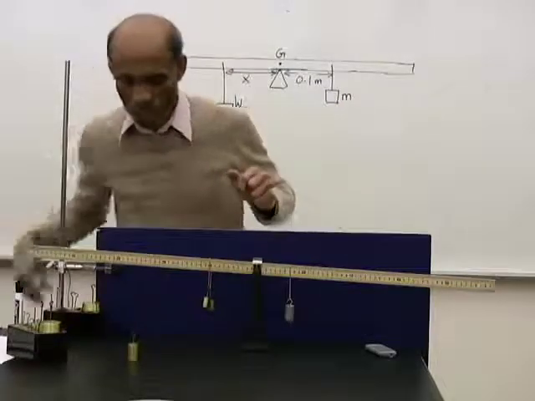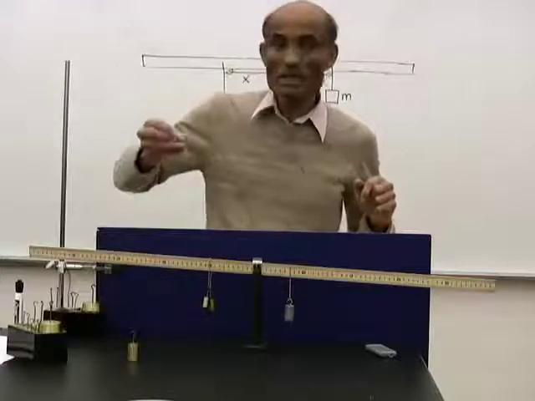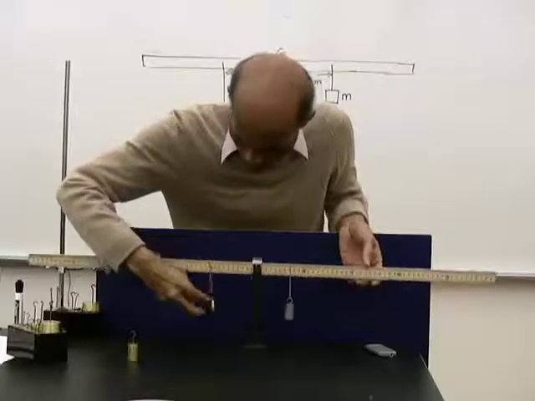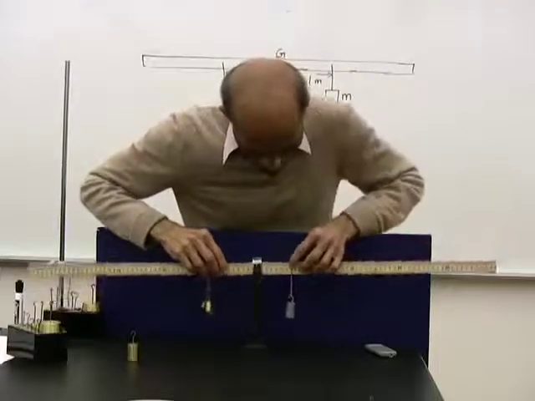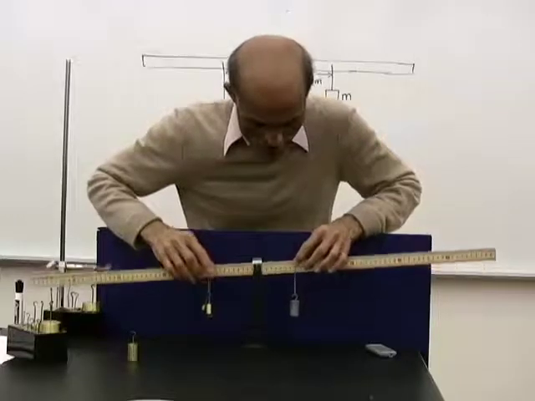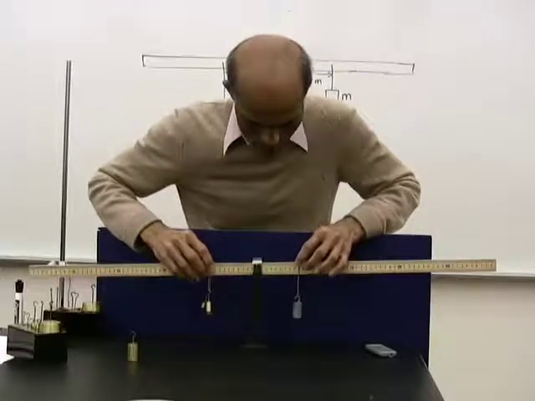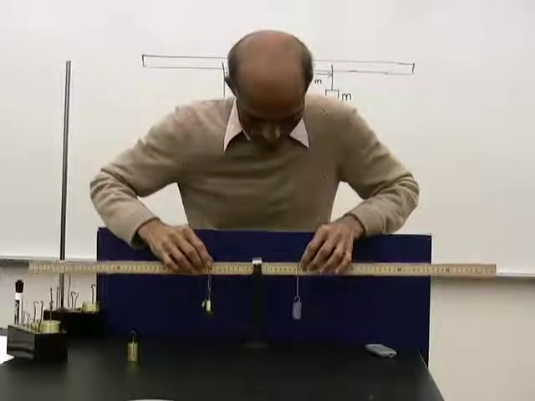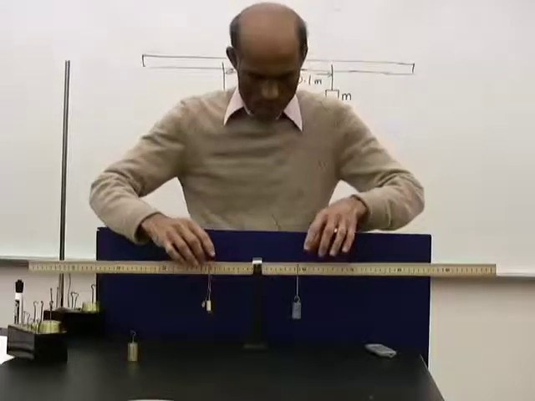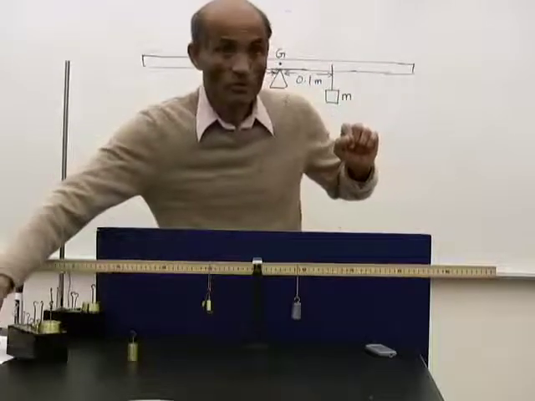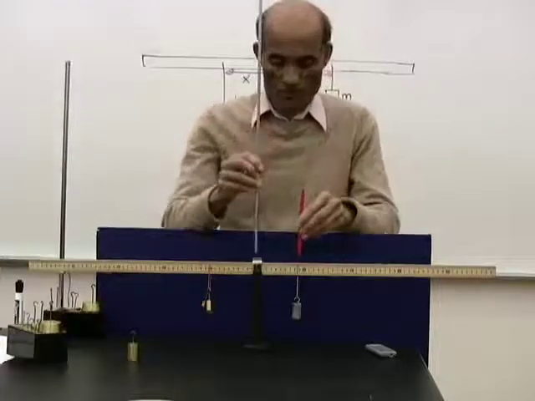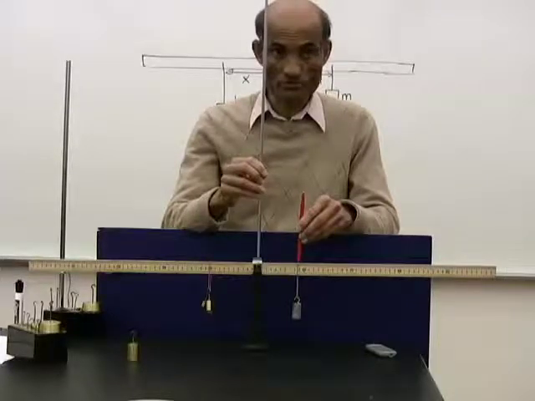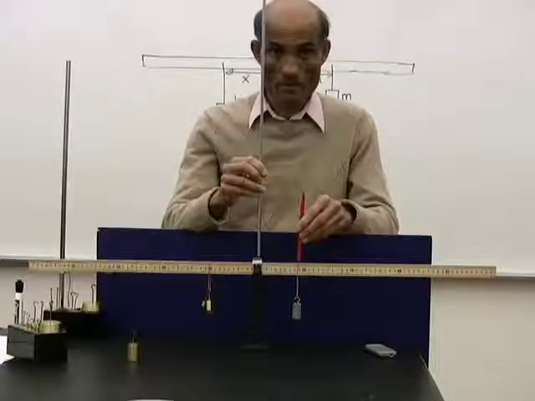Now let's go and make the mass equal to 50 gram. I'm going to put an additional 10 gram, making the mass 50 gram. And now let me move so that x now changes. Okay, there we have the balance. Now measure the new x for m equal to 50 gram. Okay, measure.